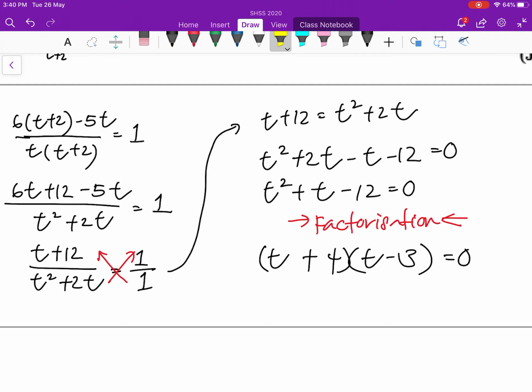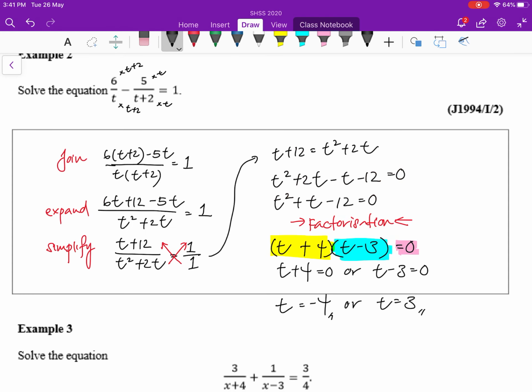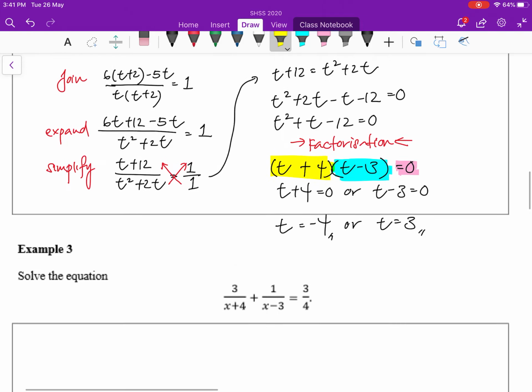Same, you see, at the end of the day, whatever I do, I want to get back this yellow color times blue color equals to 0. So I have t plus 4 equals to 0, or t minus 3 equals to 0. So t equals to, bring over the positive 4, I have minus 4, or bring over the minus 3, I have 3. Done. Okay, this is a 1994 June O-level, GCE O-level paper.